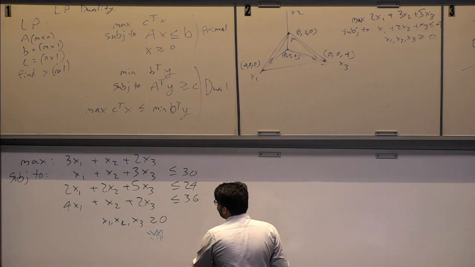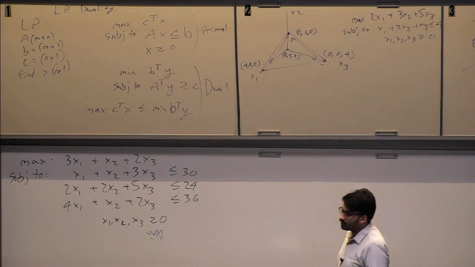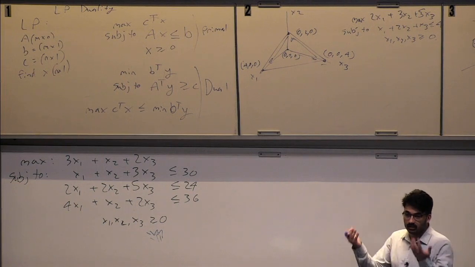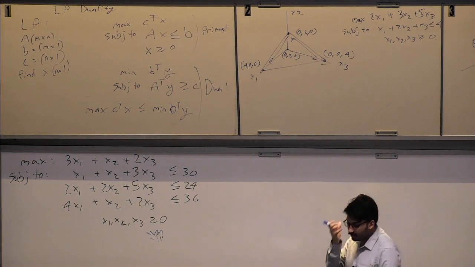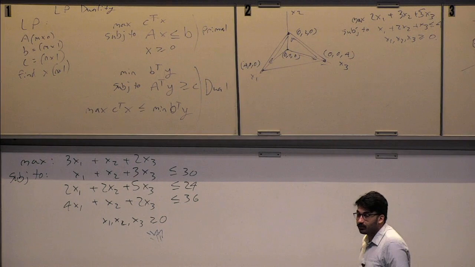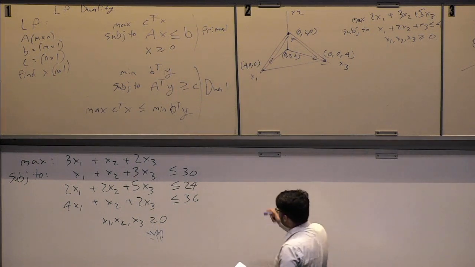Okay, you're going to project from three-dimensional space into six-dimensional space by adding three slack variables. So you'll convert the linear program to something called slack form. So it's going to look like this.